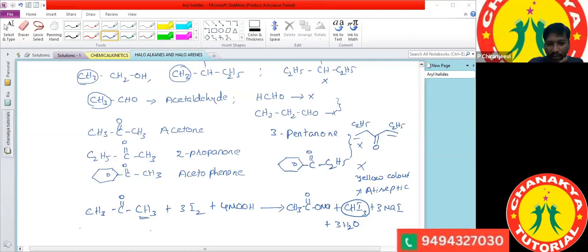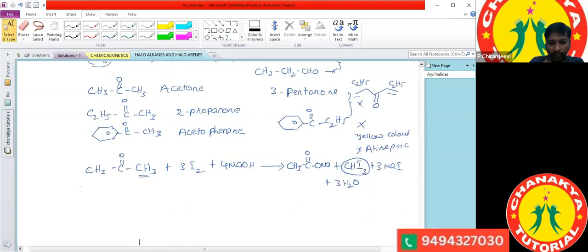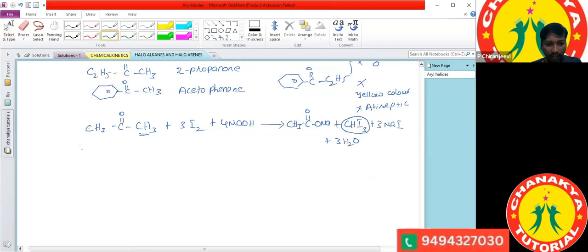Can I give one more example here? For example, if you take acetaldehyde, the molecular formula of acetaldehyde is CH3 bond CHO. If acetaldehyde undergoes the iodoform reaction, what are the products that are going to be formed? Any one of you?